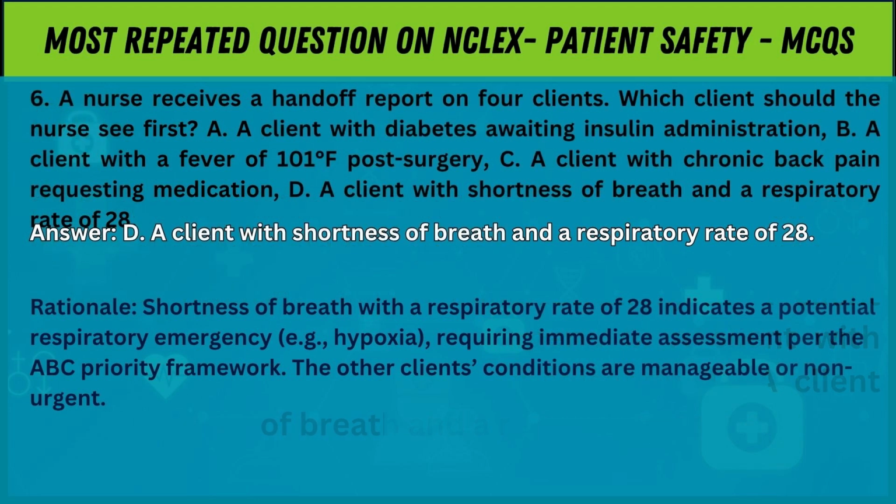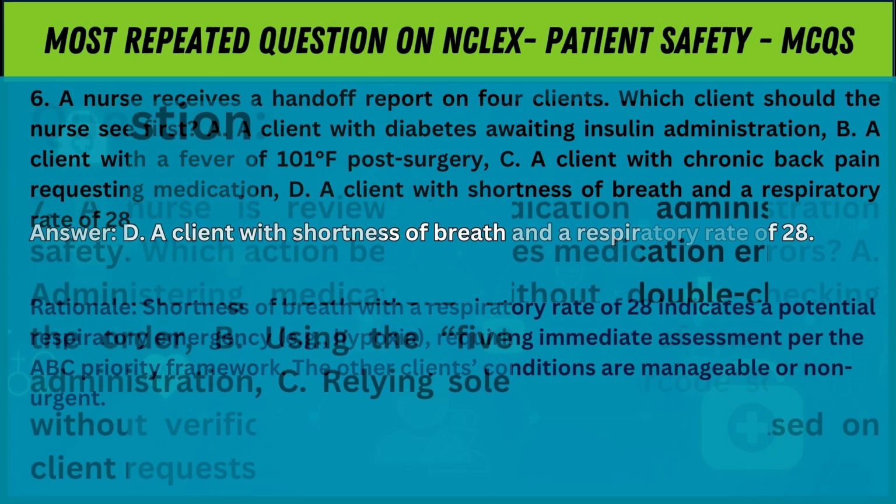Answer: D. A client with shortness of breath and a respiratory rate of 28. Rationale: shortness of breath with a respiratory rate of 28 indicates a potential respiratory emergency, e.g., hypoxia, requiring immediate assessment per the ABC priority framework. The other clients' conditions are manageable or non-urgent.